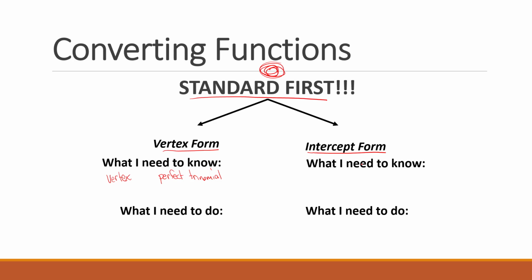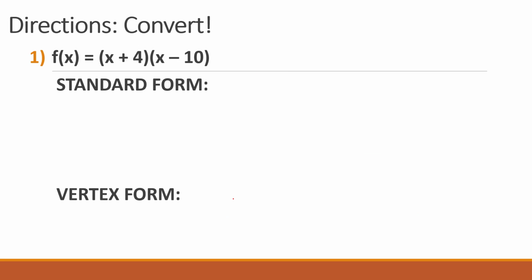Now, what do we need to know for intercept form? Naturally, we need to know what our roots are. Once we know our roots, we simply list them in order, and that is our intercept form. Now, we're going to talk more about what we do as we work through the problems, because it will make way more sense if I show you what you do rather than me just telling you right here on this screen.